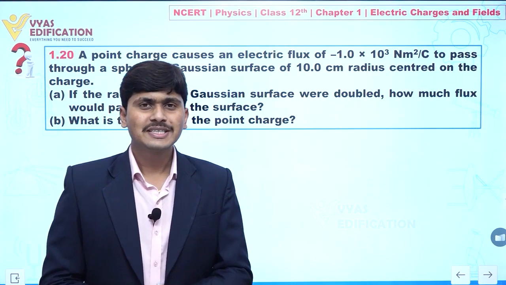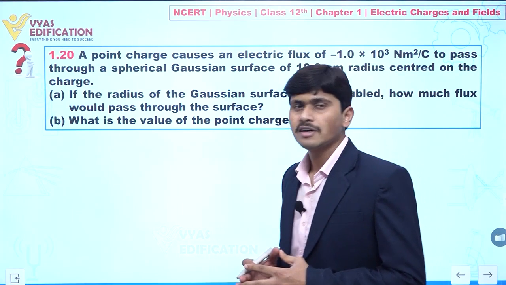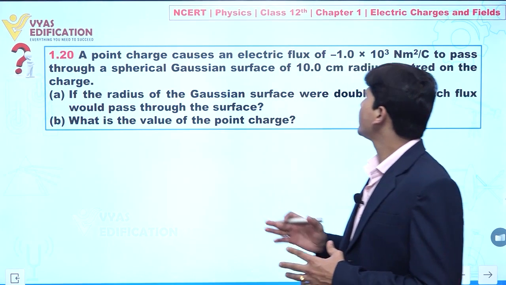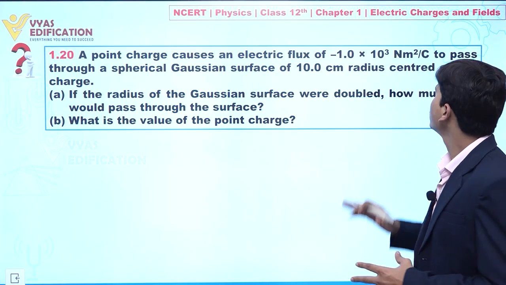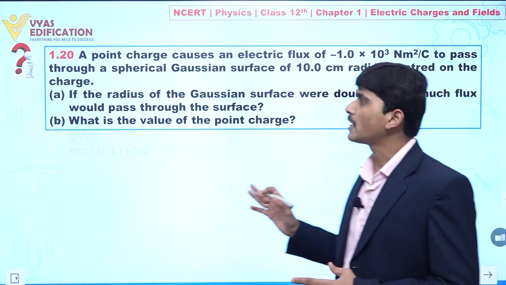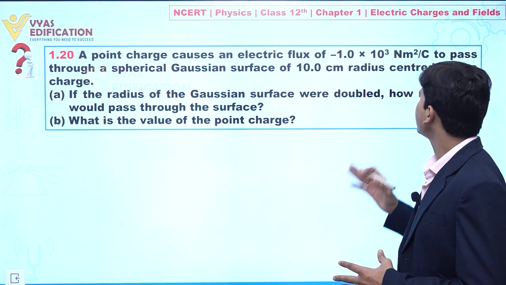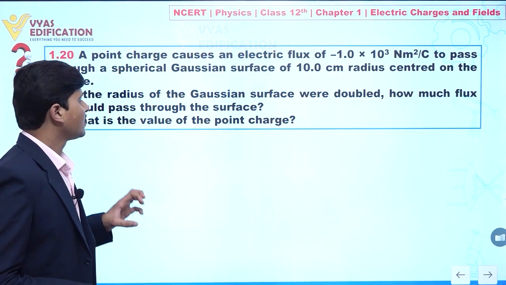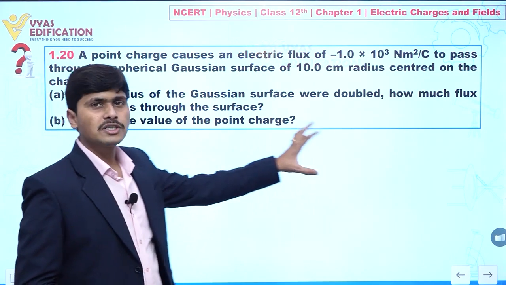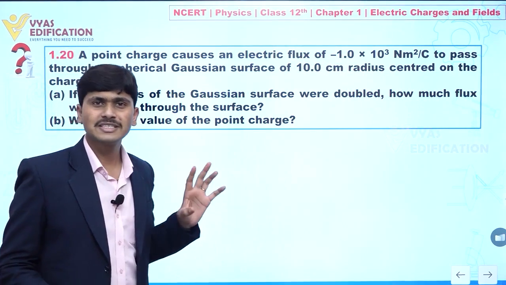Now we are going to discuss question number 1.20. In this question, it is given that a point charge causes an electric flux of minus 1.0 × 10^3 Newton meter square per coulomb to pass through a spherical Gaussian surface of 10 centimeter radius centered on the charge. Our objective here: if the radius of the Gaussian surface were doubled, how much flux would pass through the surface?